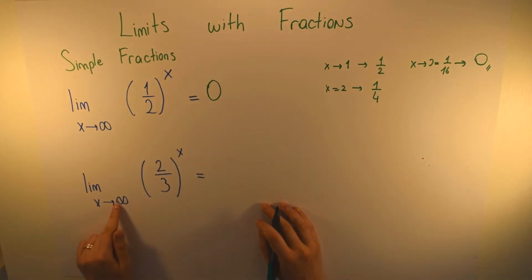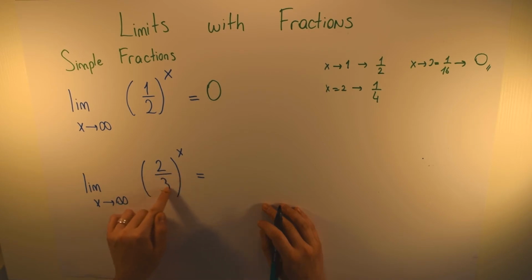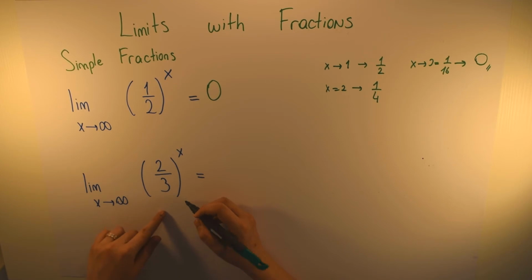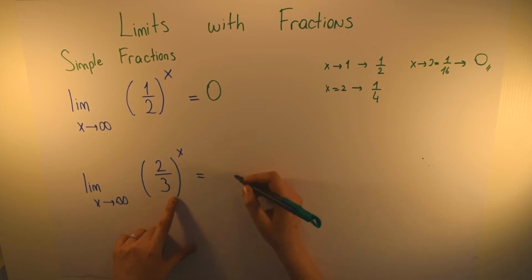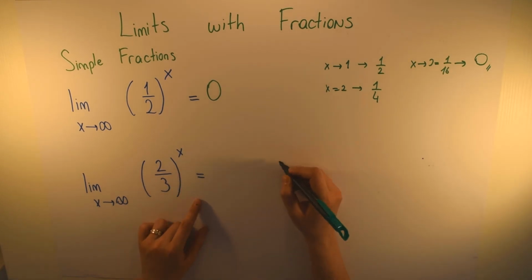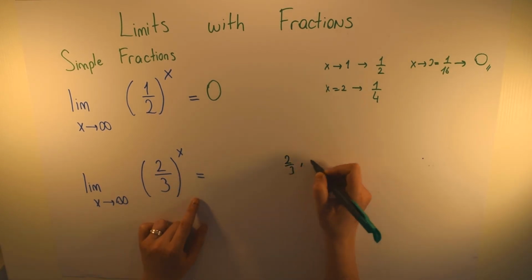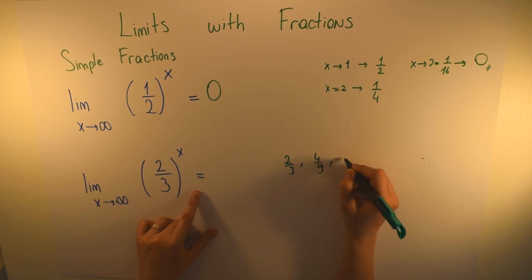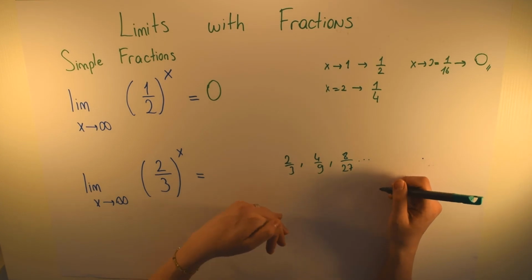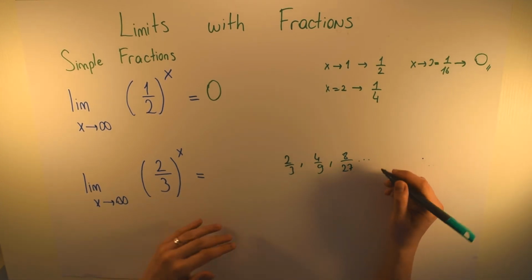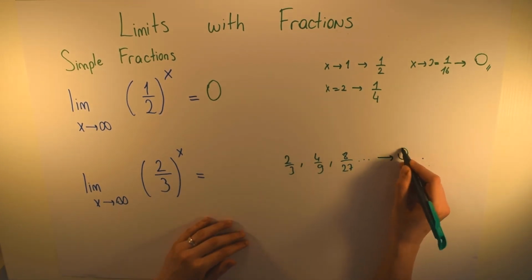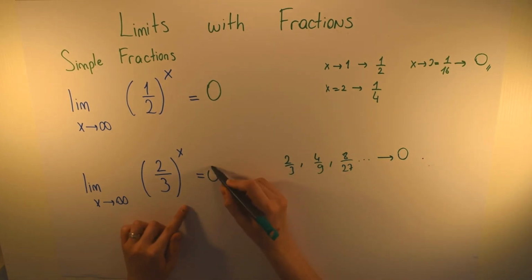Same thing also here. The limit as x approaches infinity of 2 over 3 to the power of x. As you can see here, 2 over 3 is a simple fraction. It's between 0 and 1. So when x is equal to 1, it's 2 over 3. When x is equal to 2, it's 4 over 9. After that, it is 8 over 27. As you can see, our fraction gets smaller and smaller. So it gets closer to 0. That's why its limit is equal to 0.